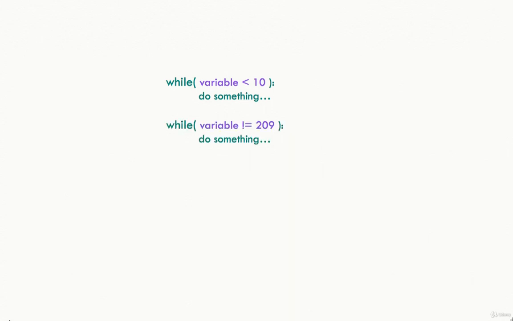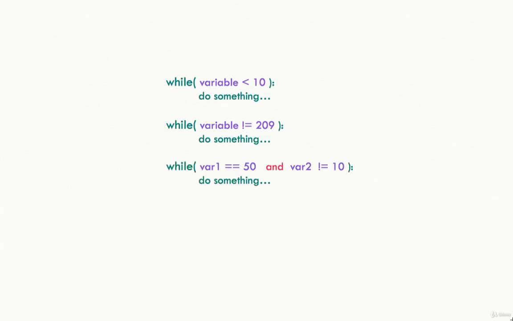In second example, we say that execute while loop as long as value of variable is not equal to 209. So if value of variable will become 209, while loop will stop its execution. And if it is any other value except 209, loop will continue.